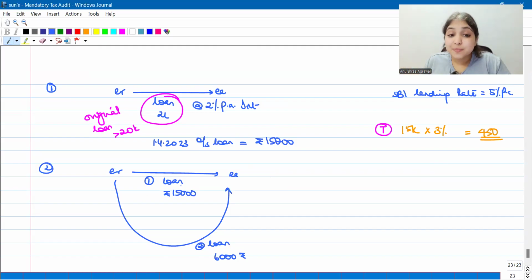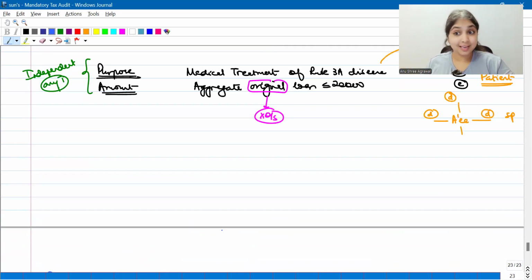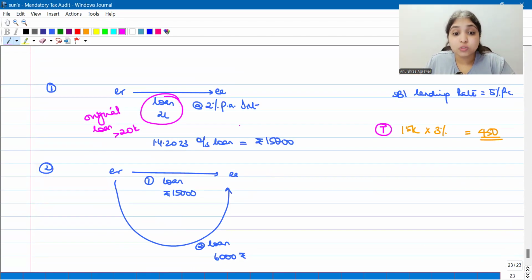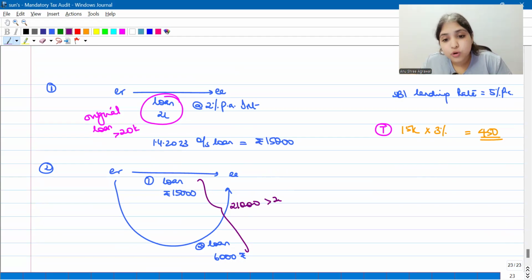See, are you supposed to look at each loan separately? No. We said aggregate original loan. Aggregate loan, guys, not separately. So you're supposed to look at all the loans together. You're supposed to look at the aggregate loan. So the aggregate loan is 21,000, which is more than 20,000, guys. So definitely this is going to be taxable.